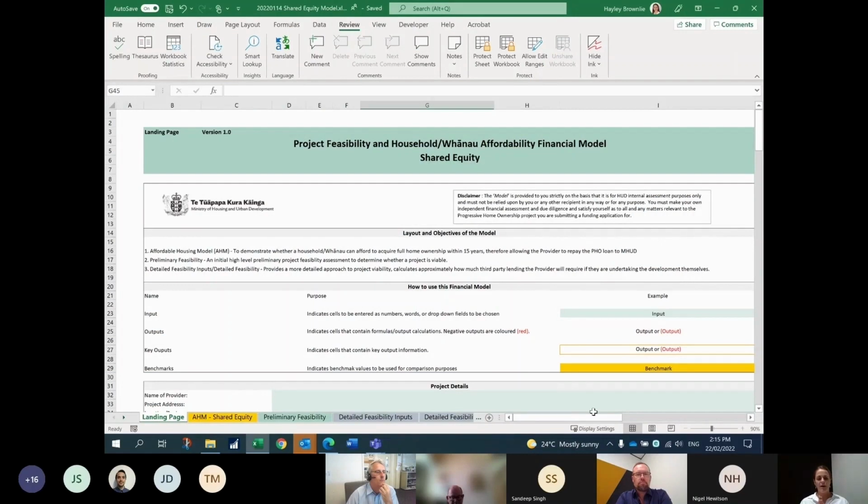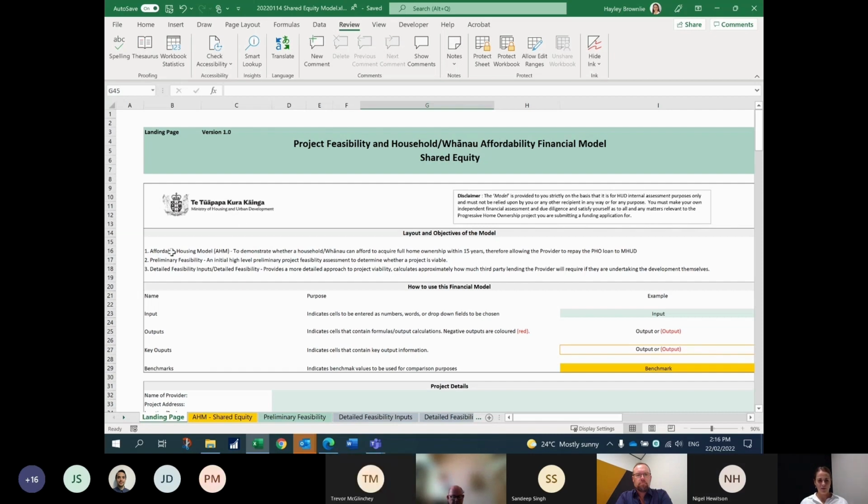Great. So I'm just going to work my way sort of left to right in terms of the tabs that you can see down the bottom here. So our first tab, as Clint's already mentioned, is the landing page, which is essentially just the model's introduction page. It summarizes the layout and the objectives of the shared equity financial model.